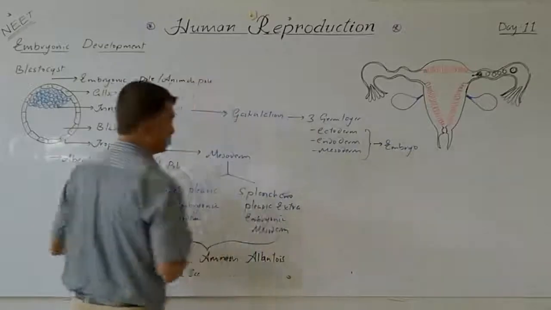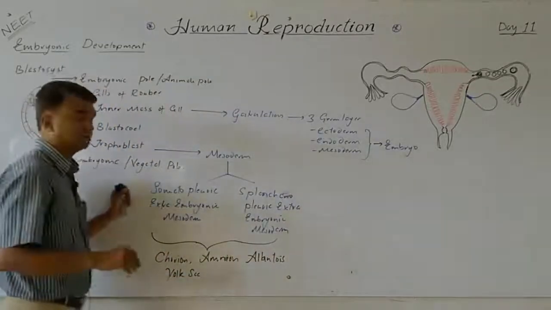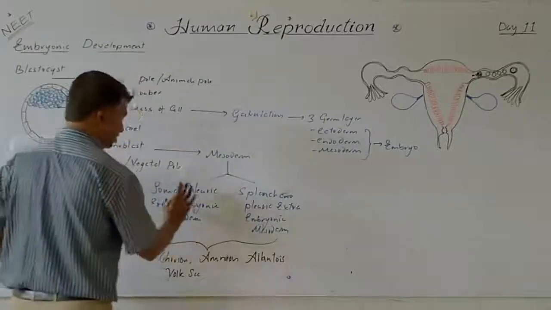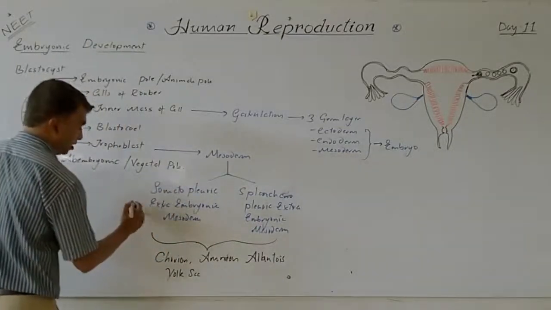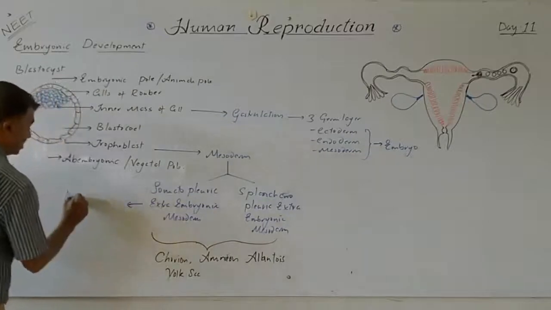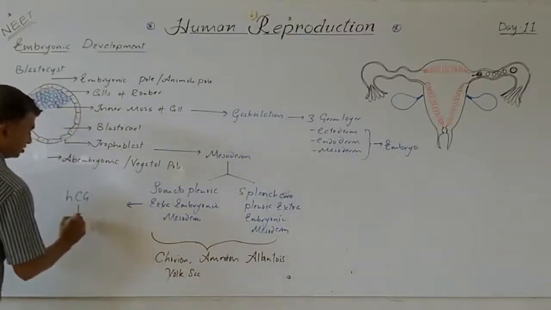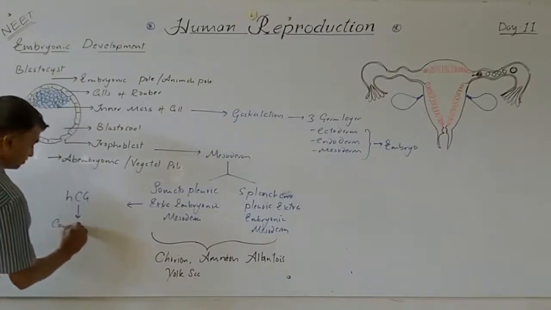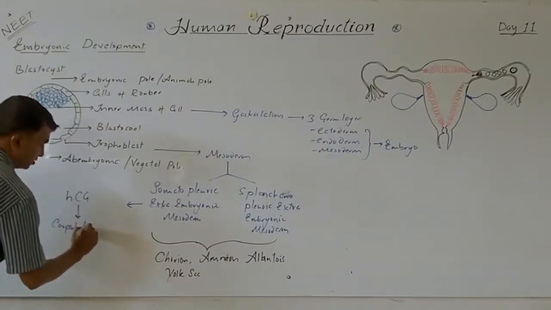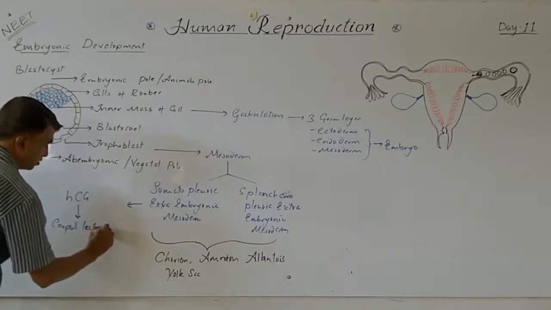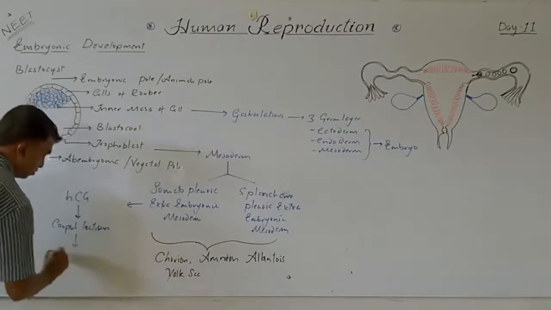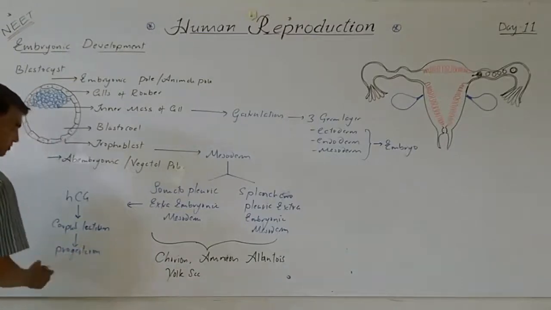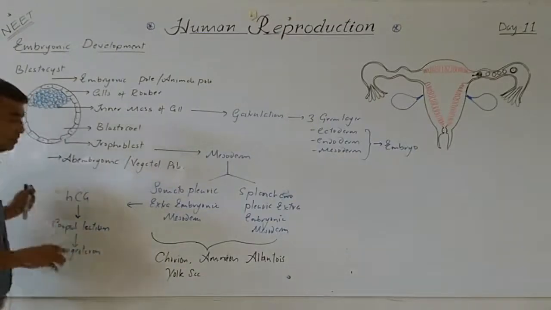This trophoblast also helps in production of some hormones like HCG. Specifically, the somatopleuric extraembryonic membrane will produce HCG, which helps to maintain the corpus luteum. This corpus luteum produces the progesterone. This progesterone is required for the pregnancy.